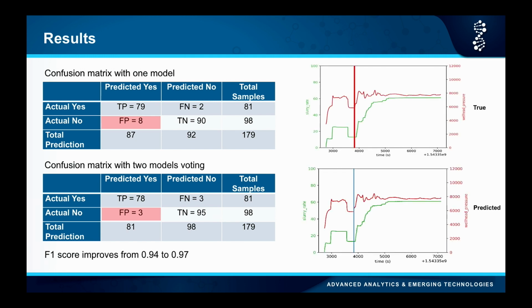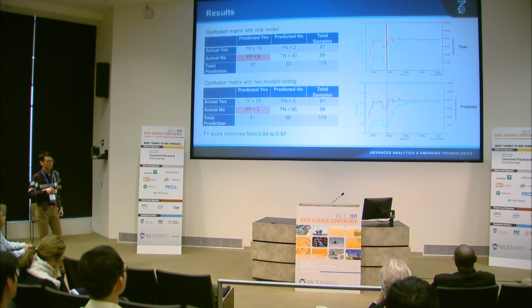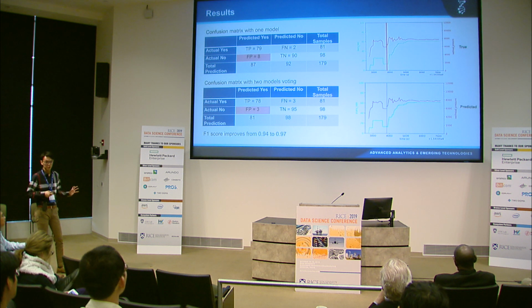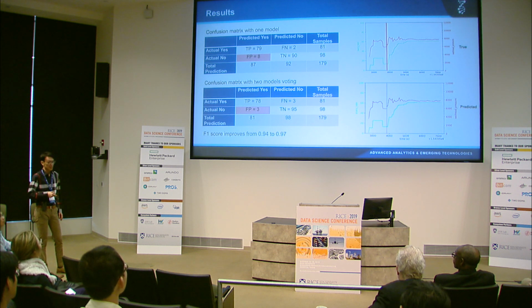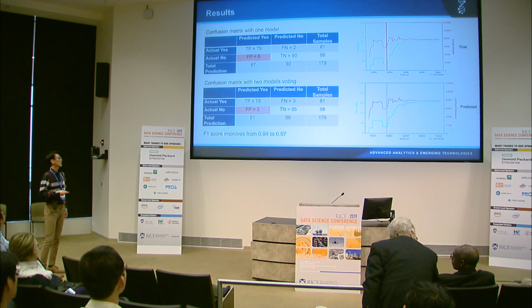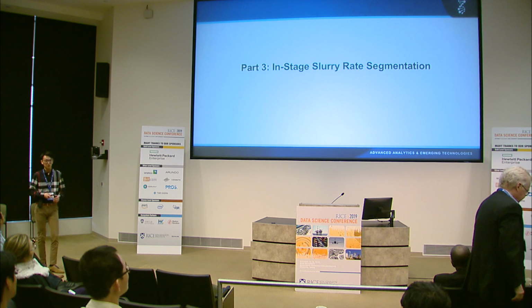And here are some figures of the result. The top figure is the actual end of the Bosset event, labeled in this red vertical line here. And the lower figure shows where our proposed strategy thinks the Bosset event is located. And we can see these two lines align with each other very well. So this is the second model.